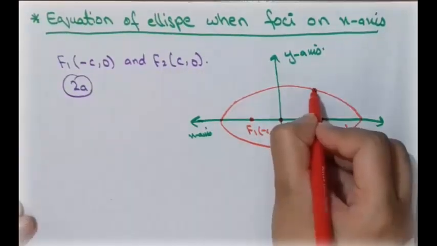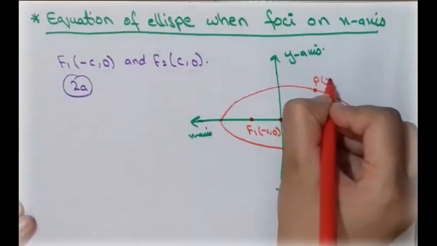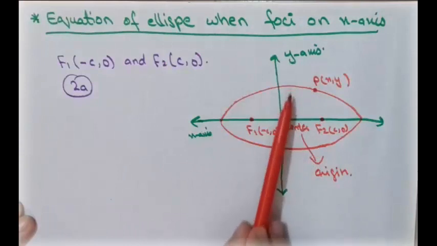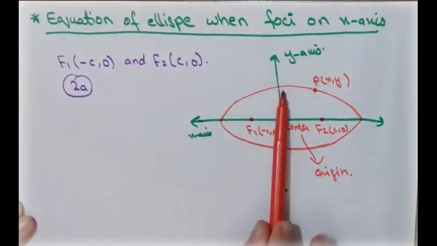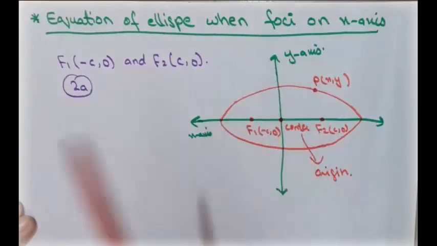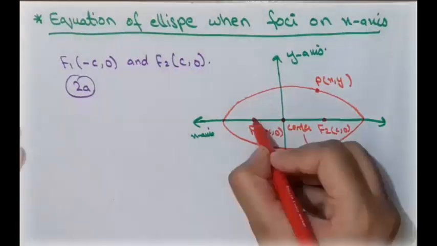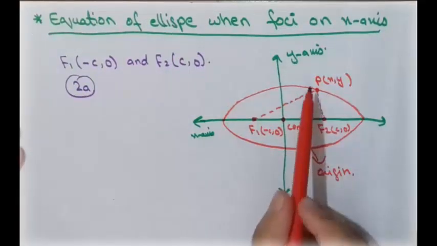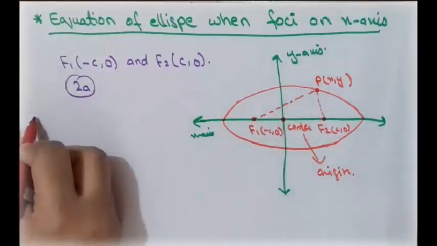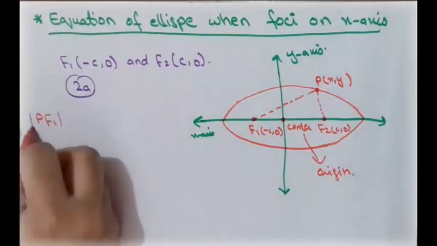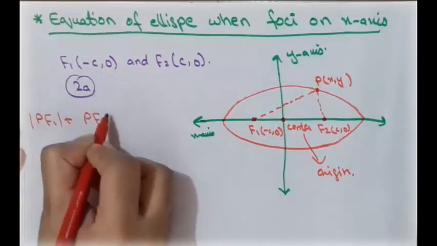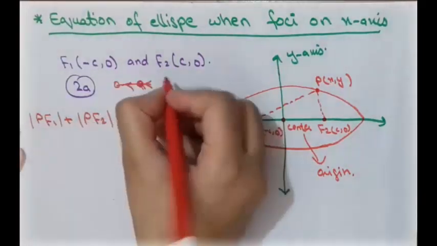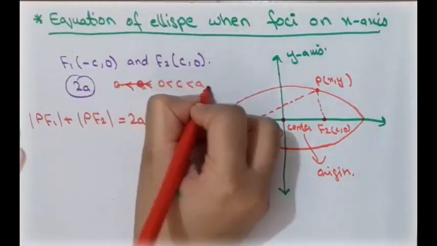I have a point P having coordinates (x, y). I suppose this point P is on the ellipse, and the sum of its distances to these two foci is a constant, which is 2a. If I suppose this is one distance and this is the other distance, then PF1 distance plus PF2 distance equals 2a, which is a constant, and c lies between 0 and a.